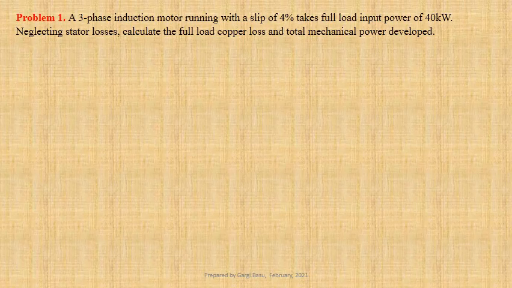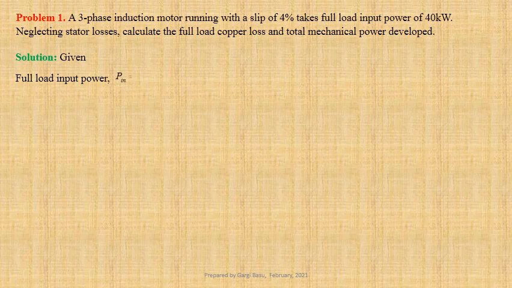Problem number 1. A three-phase induction motor running with a slip of 4% takes full load input power of 40 kilowatt. Neglecting stator losses, we have to determine the full load copper loss and the total mechanical power developed. Let us first jot down the given data. Full load input power P in equals 40 kilowatt. Full load slip S_FL equals 4%, that is equal to 0.04.